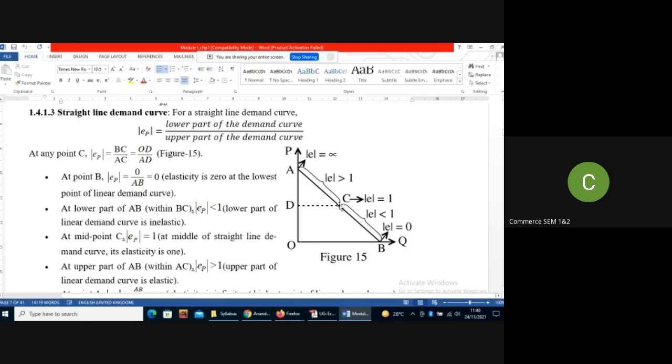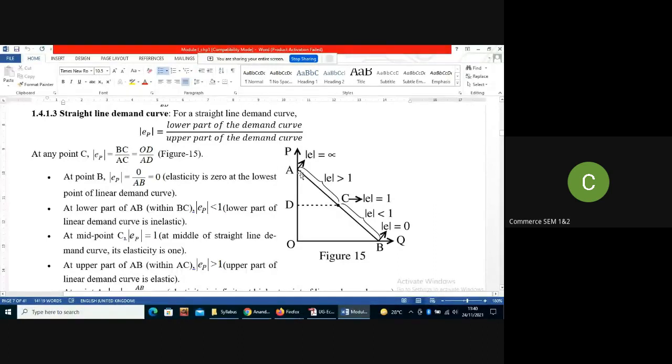For C, the lower part of the demand curve is this distance BC, and the upper part of the demand curve is this distance AC. So the elasticity of demand at point C will be equal to BC divided by AC. So we can rewrite this: this distance divided by this distance will be equal to OD divided by AD. So this is written here, OD by AD.